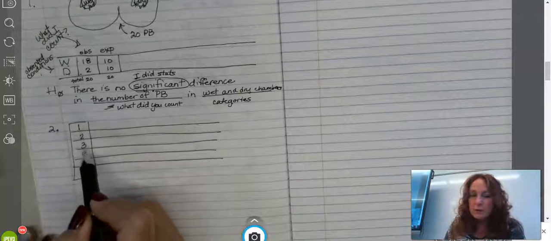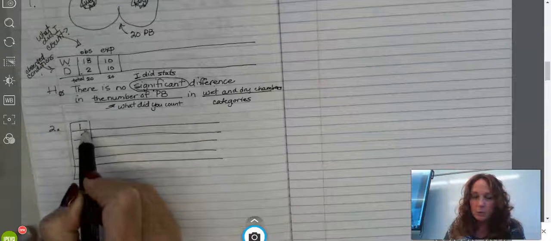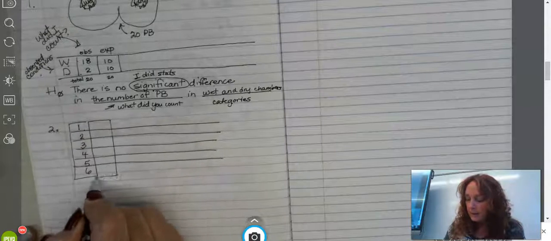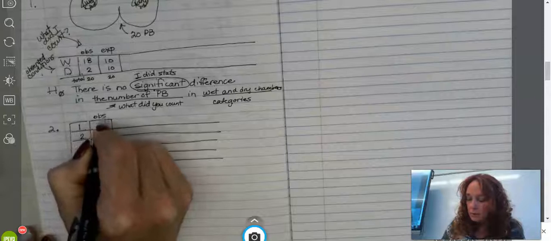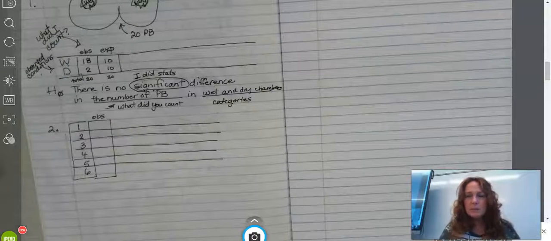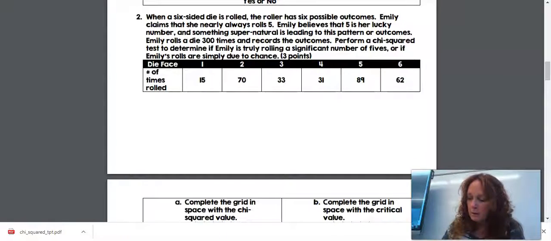So these are your observed conditions, the condition of rolling a 1, 2, 3, 4, 5. Then you're going to have what you observed, which would be the number of times that you did that. So let me go back over here and bring this up again, and I'll put those in. So it's 15, 70, 33, 31, 89, and 62.